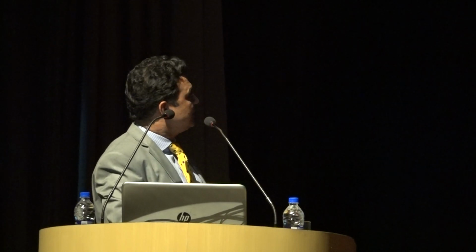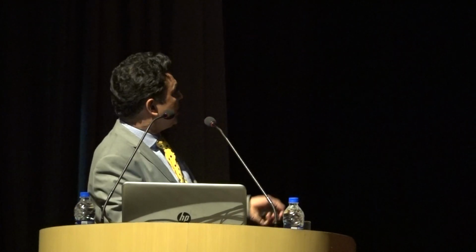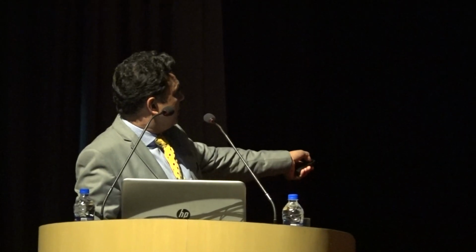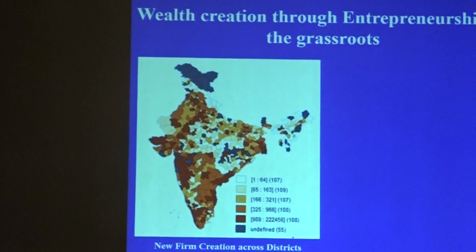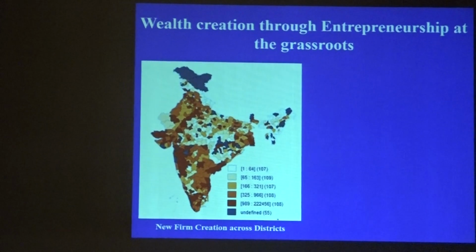So this is just a couple more examples of wealth creation at the grassroots level. What is being shown here is the new firms created, using the Ministry of Corporate Affairs database, across India from 2006 to 2019. Notice that new firm creation is actually quite widespread all over India. The example that I use, many of you would have, I don't know whether you've watched this movie called Bang Baja Barat. How many of you have seen this movie?